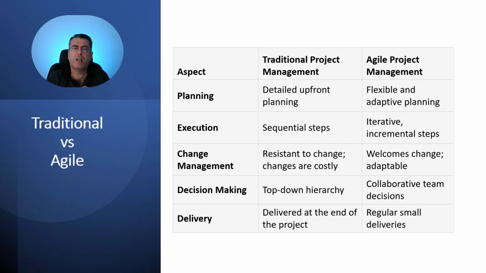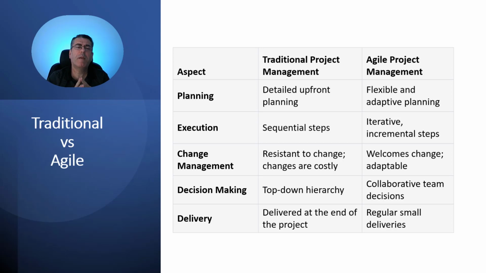In terms of change management, in traditional, we are resistant to change. Changes cost money as you move to the end of your project. In agile, we always welcome change. We can change at the end of each iteration. We can be adaptable at the end of each iteration.